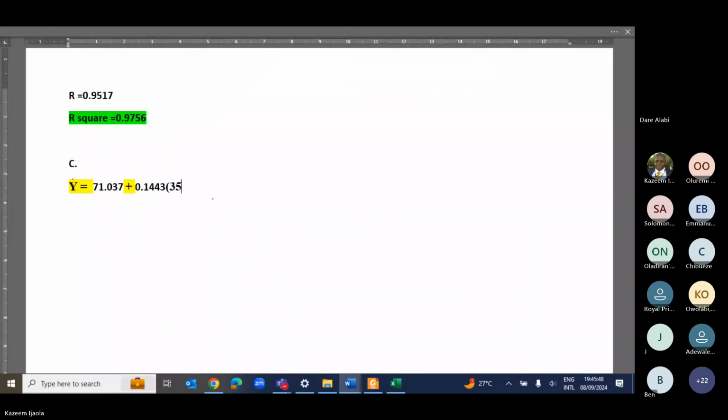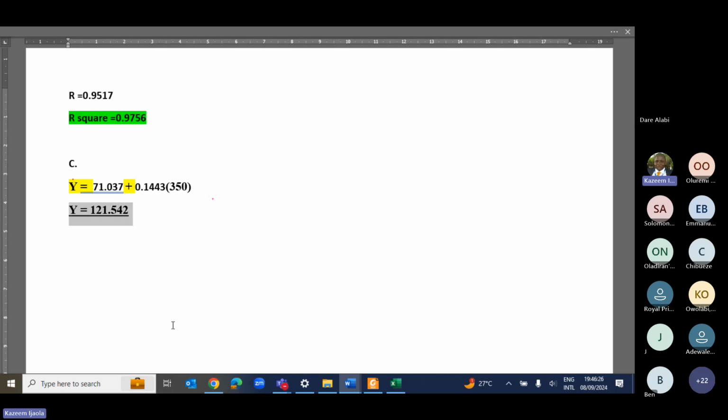Let's do it. So our y cap is what? 71.037 plus 0.1443 times 350. The answer is 121. So our y cap is what? 121.542. So this is the answer for C. So we have done C.